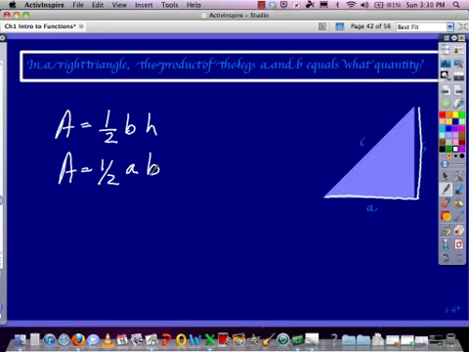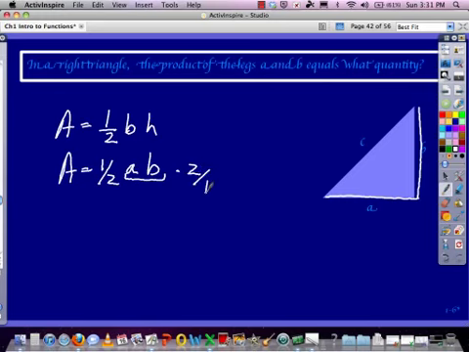So if it says in a right triangle, the product of the legs a and b, that means when you multiply it together, what is it equal? So I believe right now we're looking at the product of a and b right there. So if we could just get rid of or eliminate that 1/2, we would be complete. So how do you get rid of a times by 1/2? Some people say divide by 1/2. Some people say to undo a times by 1/2, you would just times by the reciprocal. I'm going to use that idea since we're working with fractions.